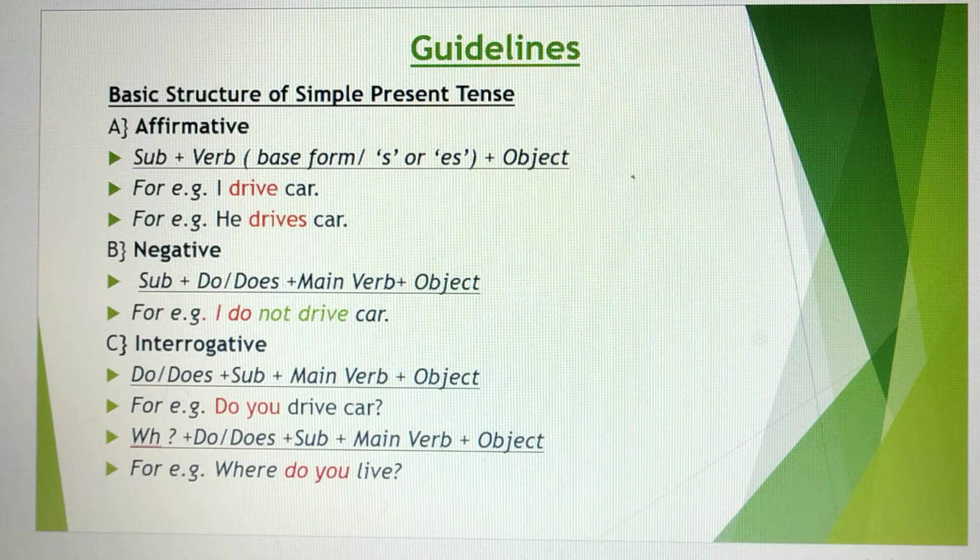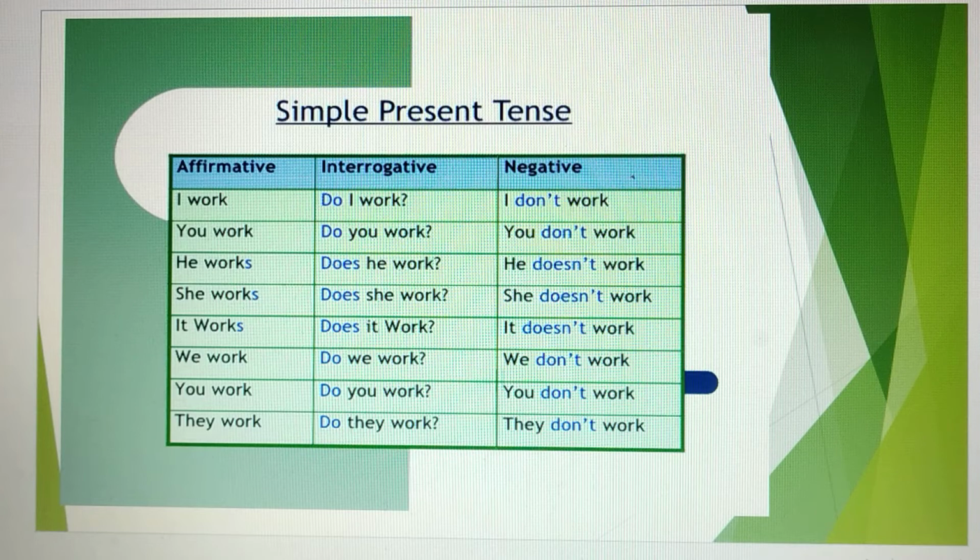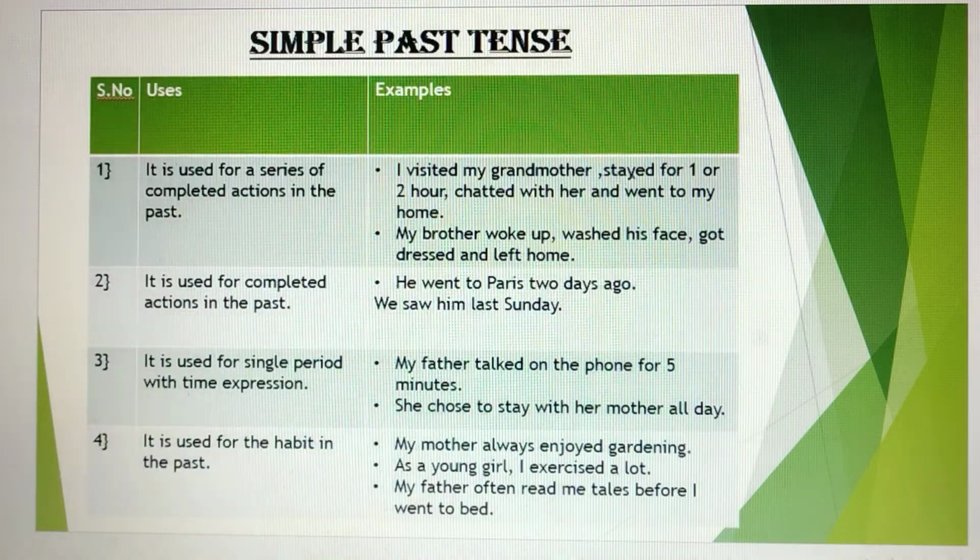Now we have the next table. All the examples are here. Affirmative, interrogative and negative. If you think, you can copy it in your notebook. Second tense is simple past tense.